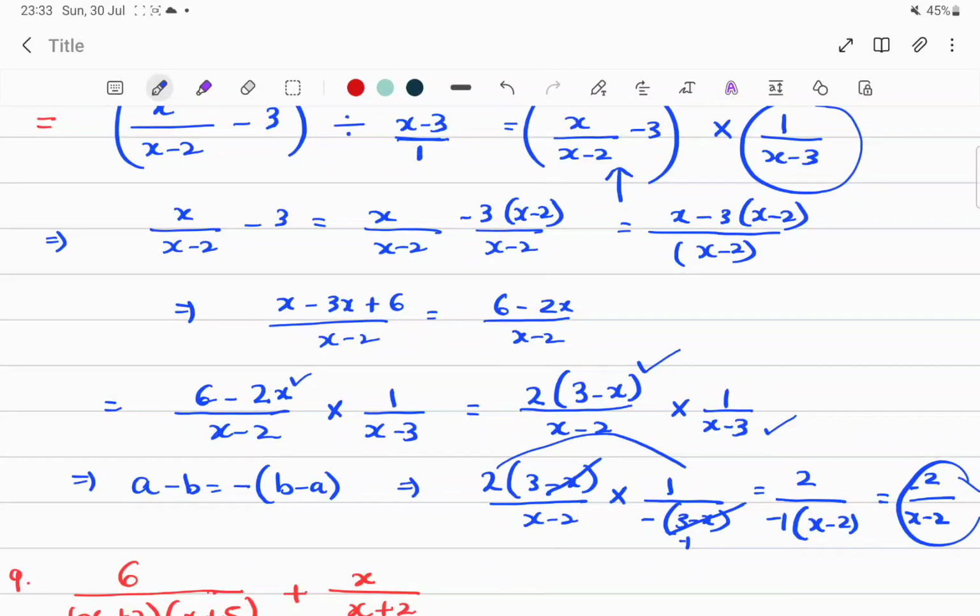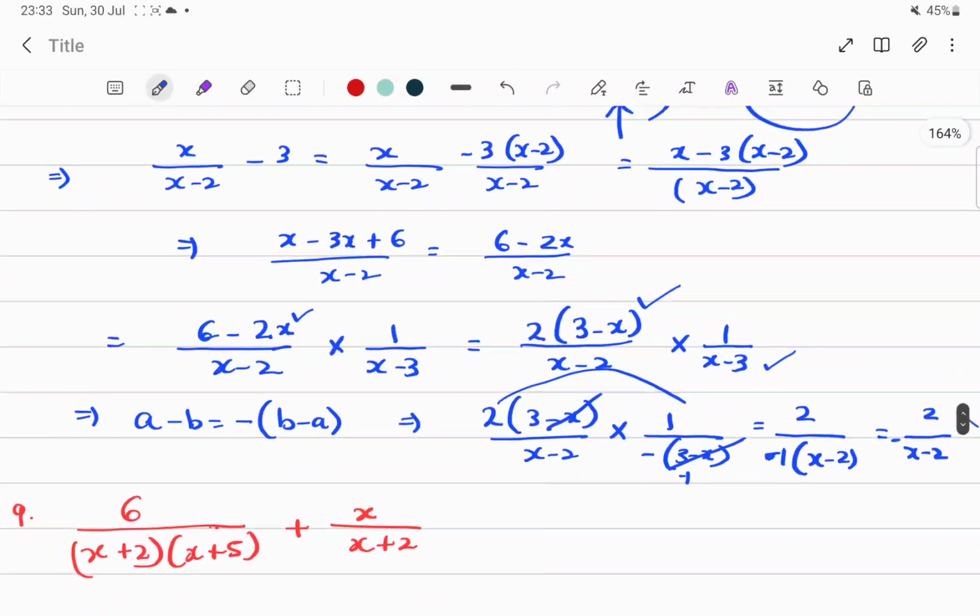This is our answer. If you have the subtraction sign in either the numerator or denominator, you can keep that subtraction sign this way, minus and then 2 over x minus 2. Keep the subtraction sign in the middle.